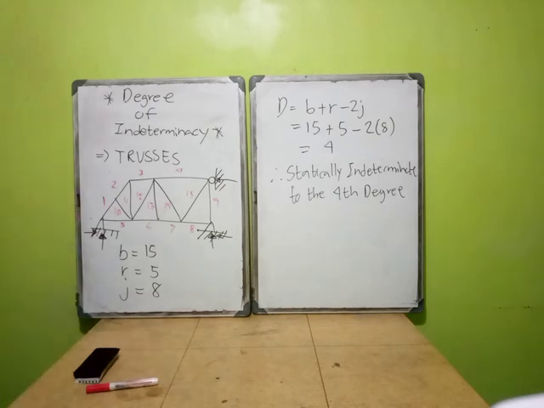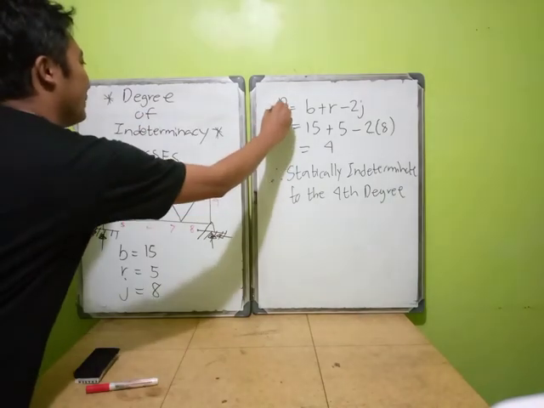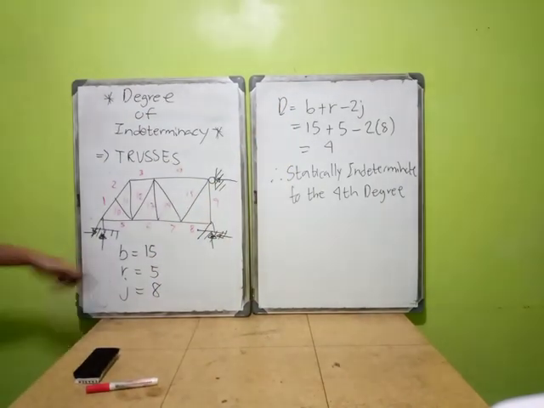So, okay? By the way, huwag nyo munang problemahin yun. So, ganito computein yung degree of indeterminacy ng trusses. B plus R minus 2J. Just remember this formula and just remember what is B, what is R, what is J, and everything will be okay.